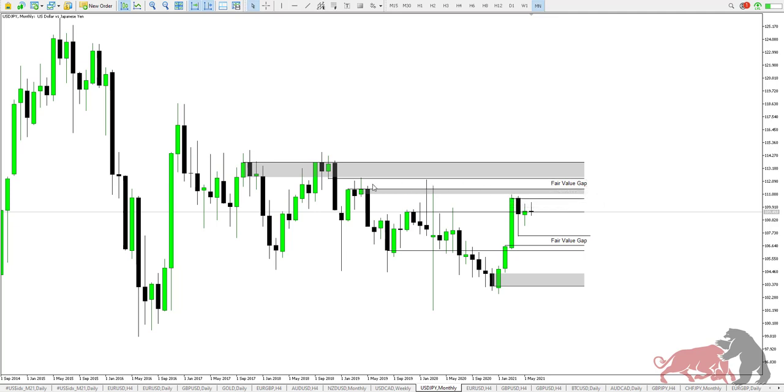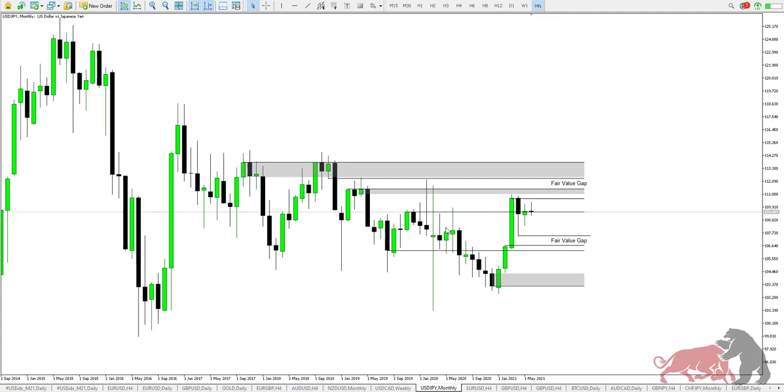You see this range here in price, let me mark that, this range. That was a fair value gap in premium range. We had a liquidity void here, and we have a fair value gap.